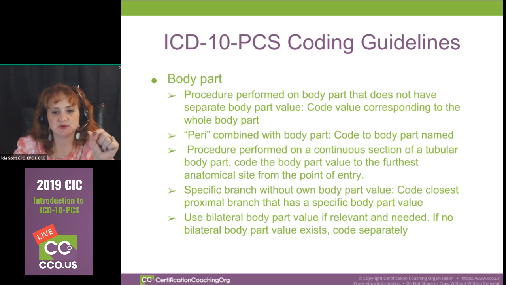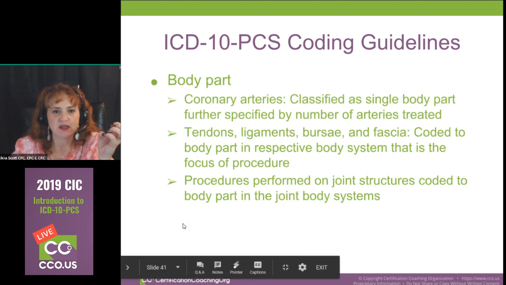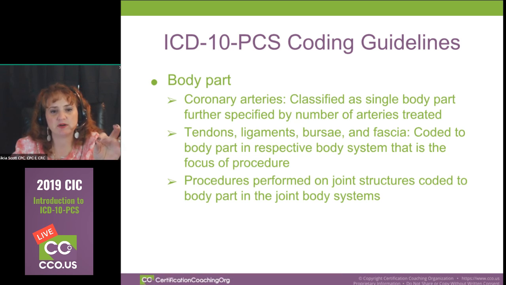Bilateral body parts, you'll have codes for that when it's relevant. Coronary arteries are classified as a single body part, but you have to go to the smallest point, for the number of arteries treated. Then tendons, ligaments, bursa, and fascia. If you don't know what bursa and fascia are, you need to look those up. Do your med term. You code them in the respective body system.